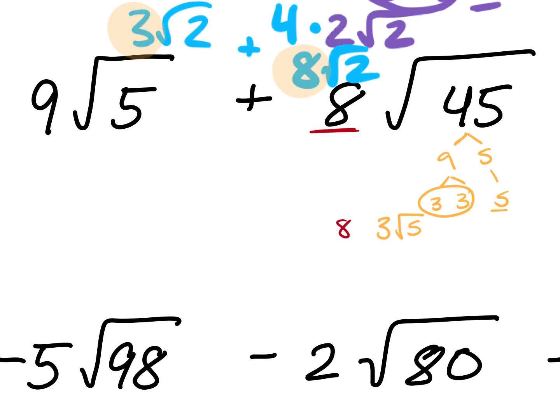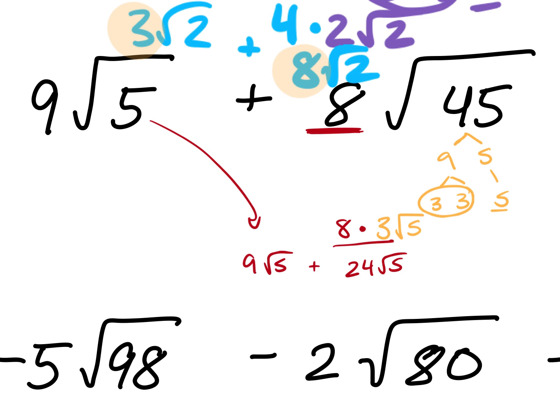What did I already have on the outside? The 8. What do I do now that I have a 3 outside and an 8 outside? Multiply them. Don't forget about that number outside. So 8 times 3 would be what? 24 square root 5 plus 9 square root 5. We just bring that guy down so we can add them together.